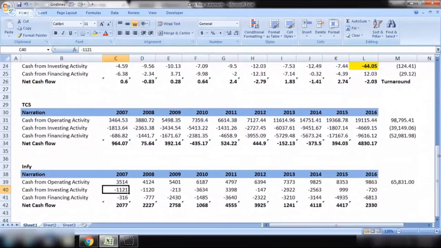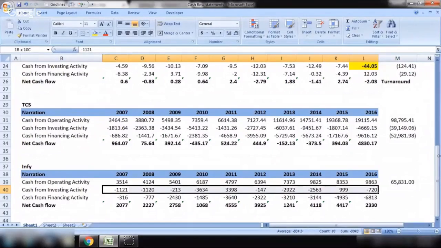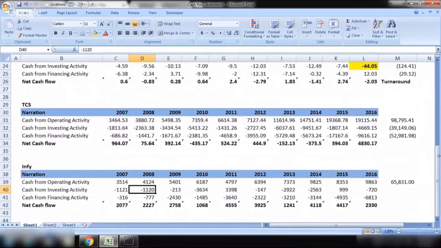Are they investing in themselves? Yes, they are investing, but not much. Let's sum up their overall investments around the same year. While TCS invested 39 crores, Infosys just invested 8,000 crores within their own business, right? So out of 65,000 crores, 8,000 crores is being invested in their own business.